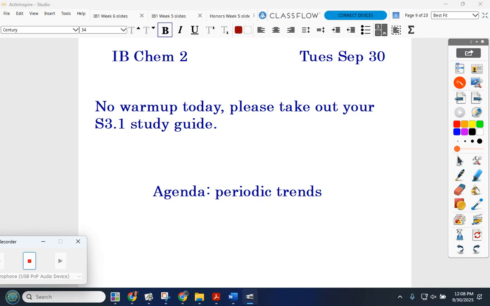Let's continue, well, really start the discussion of periodic trends, because we didn't get very far into the trend side of things yesterday, which is fine.